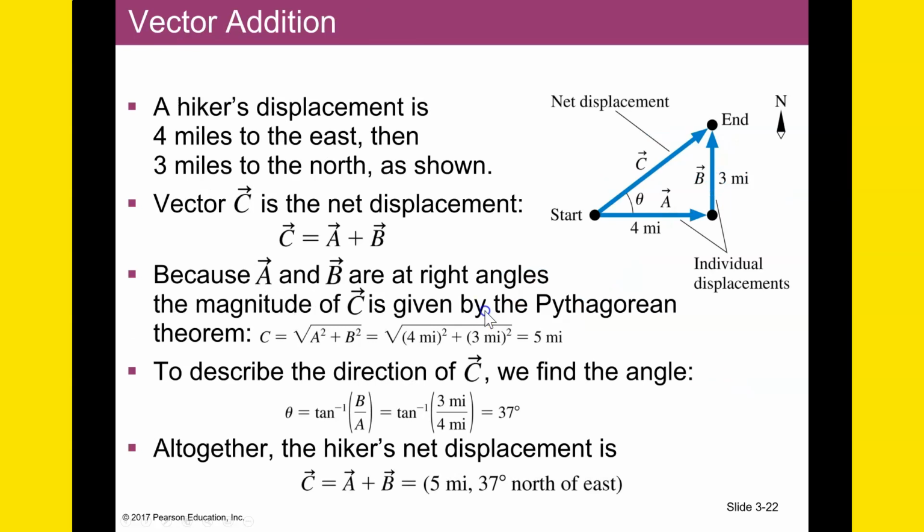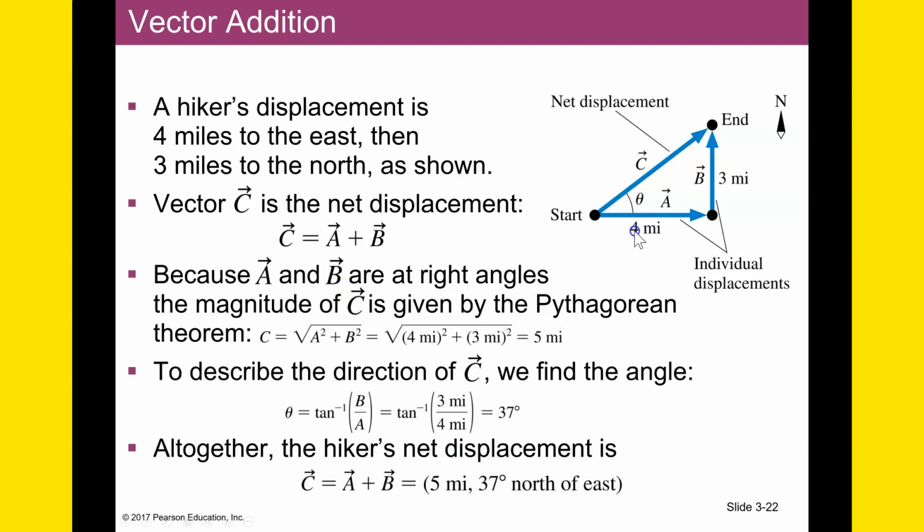A hiker's displacement is 4 miles to the east, then 3 miles to the north as shown. So the hiker goes 4 miles east, then walks 3 miles north. Vector C is his net displacement, that means his overall displacement. You start vector C with its tail where the hiker started, and you put the head of vector C where the hiker ended up. This is the net displacement vector, the overall displacement vector.